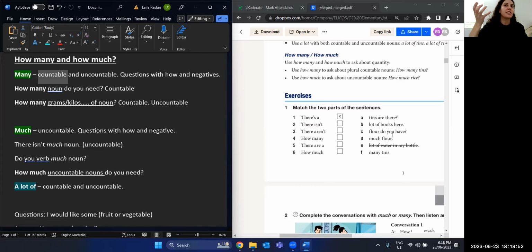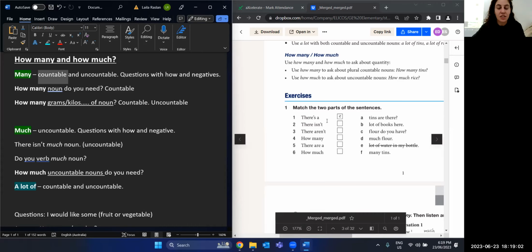Money and dollar are just different. They're both nouns, but one is countable, one is uncountable. So even though they're about money, doesn't matter. One is countable, one is uncountable. So just because it's money doesn't mean it's going to be the same rule.